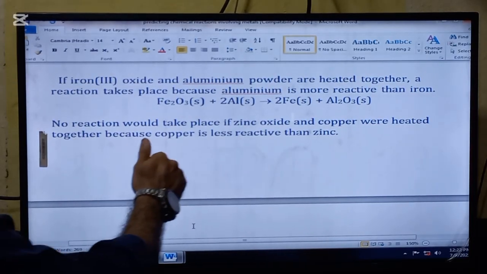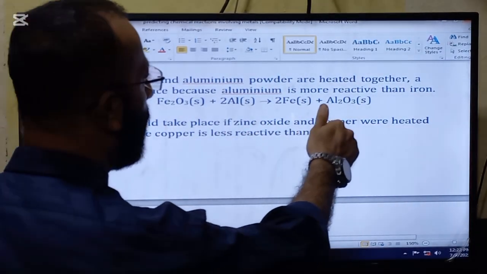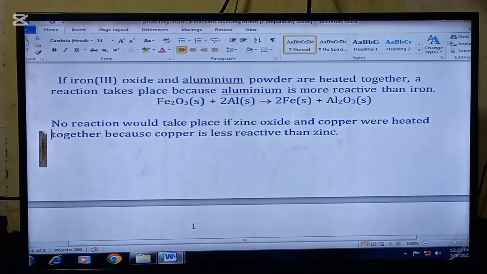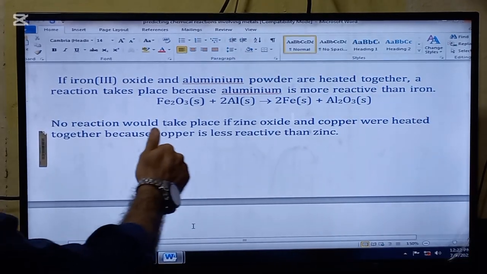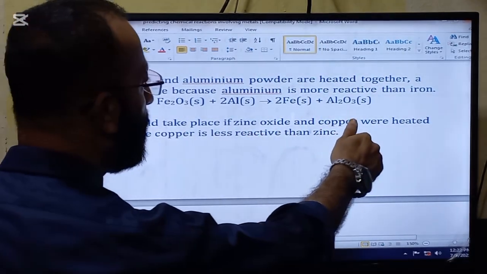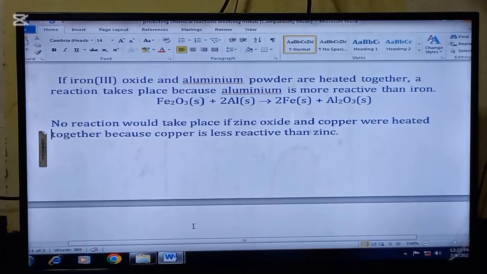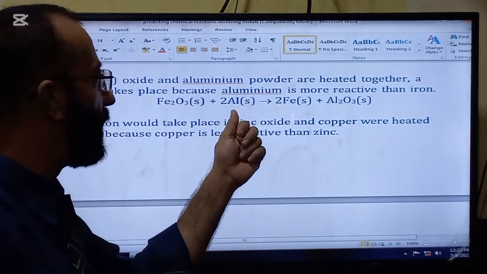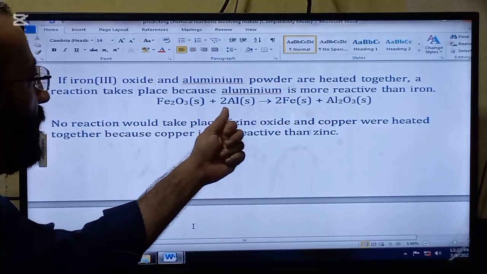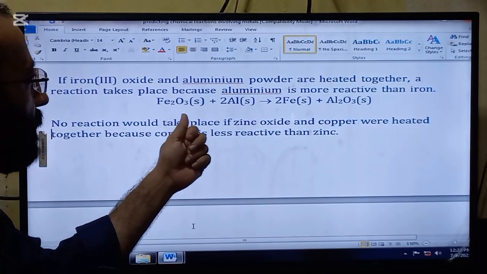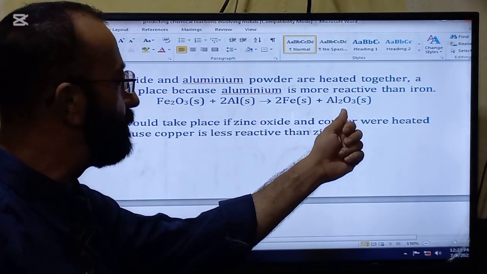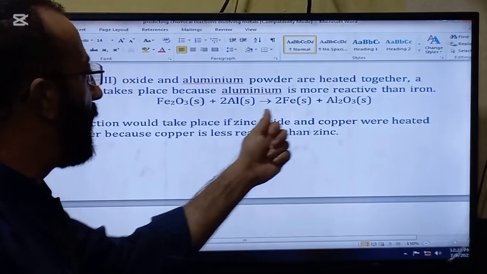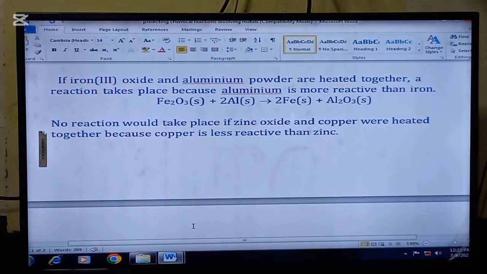If iron oxide and aluminium powder are heated together, a reaction takes place because aluminium is more reactive than iron. So look now, aluminium is above iron in this series, that is, more reactive than iron. So it will displace iron from its compound and will take its place. So aluminium oxide and iron will be produced.